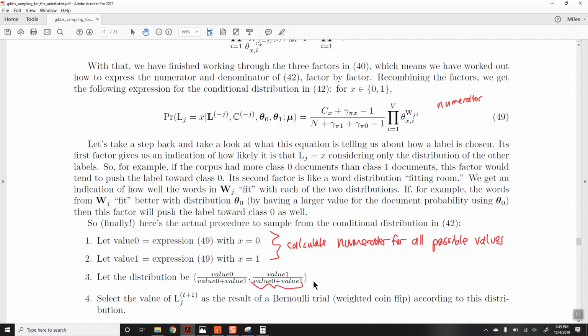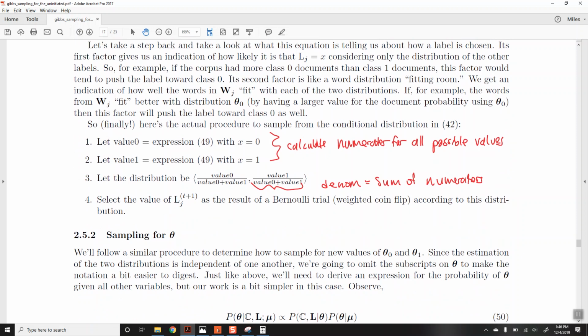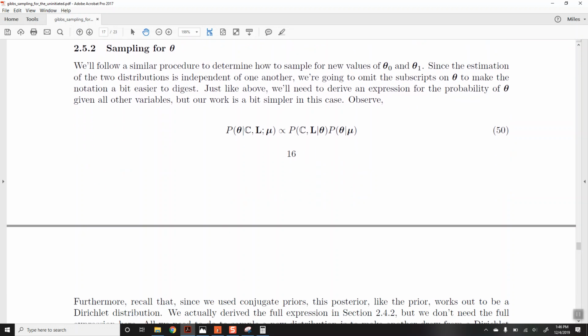Okay, and then the denominator is equal to the sum of the numerators. So we take advantage of that, and that's how we get our posterior distribution for sampling the labels. Okay, and then the other part is sampling the thetas.